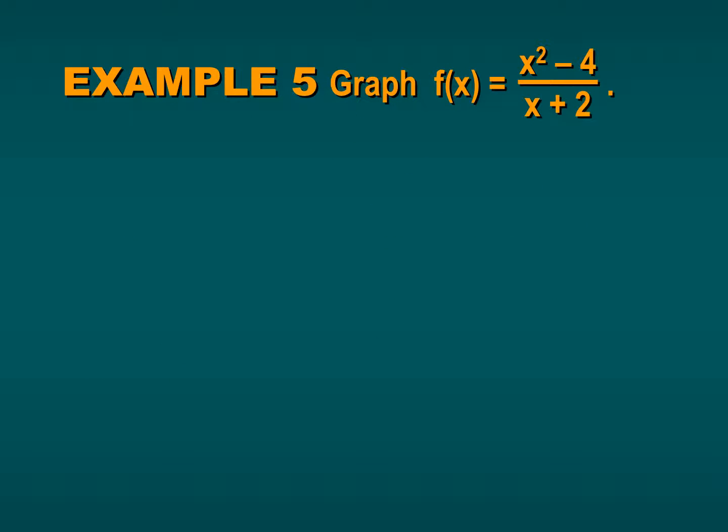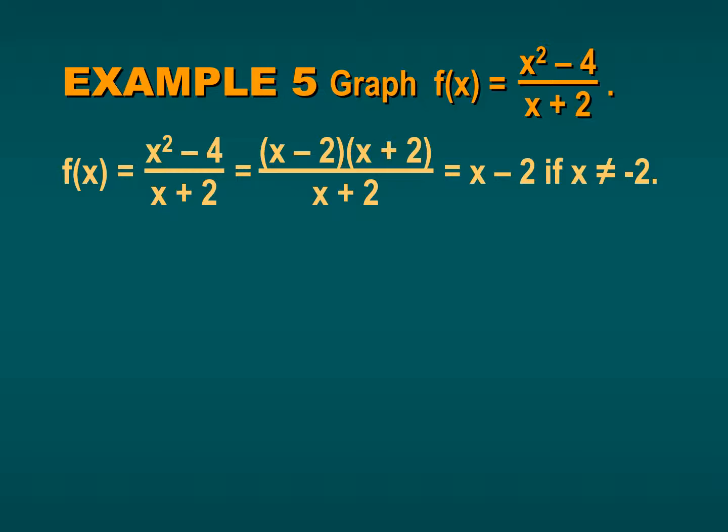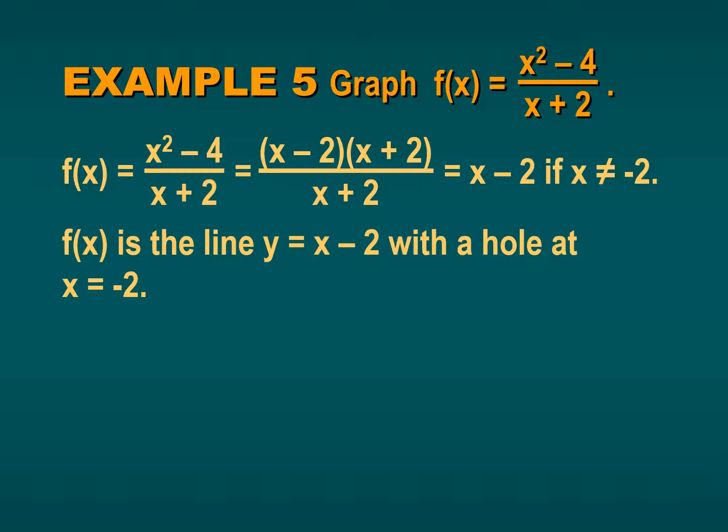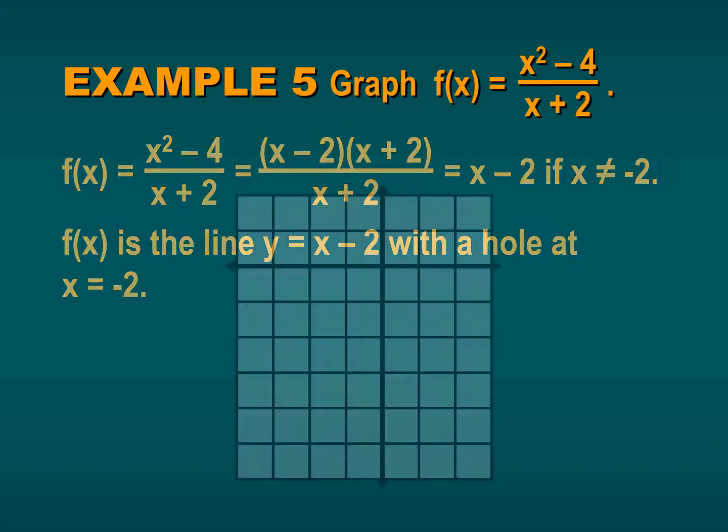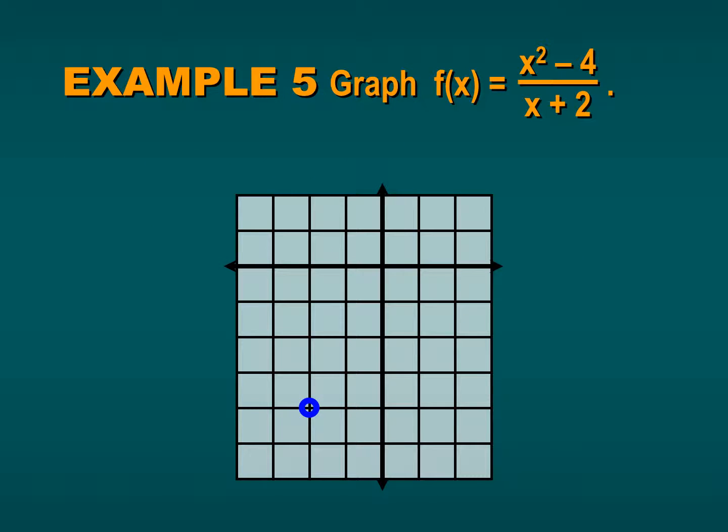Let's say we want to graph this thing. f of x equals x squared minus 4 over x plus 2. So we try to see if we can reduce it, and we can. The factors x plus 2 cancel, which means that we have a hole at -2, and we're left with x minus 2, which is actually a linear graph. So when we graph it, we're going to graph y equals x minus 2 with a hole at x equals -2. So we put our hole at x equals -2, and we draw our graph.